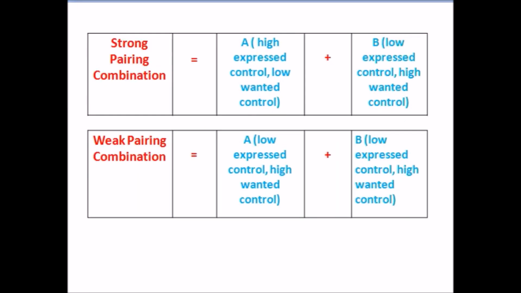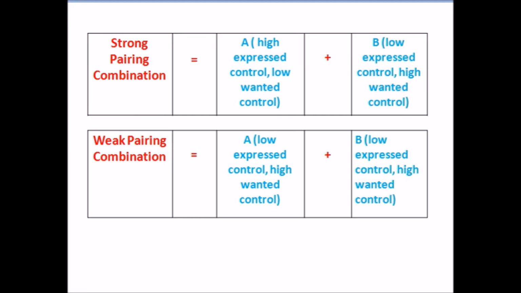There are also strong and weak pairing combinations for expressed control and wanted control. So, an example of a strong pairing combination is when there are two people interacting and person A has high expressed control and low wanted control, while person B has the opposite, low expressed control and high wanted control. These two individuals are a natural fit. Person A will gladly take the leadership role, while person B will be happy not to have to fill a leadership role, while still appreciating having someone else who creates structures that the person can follow, basically.